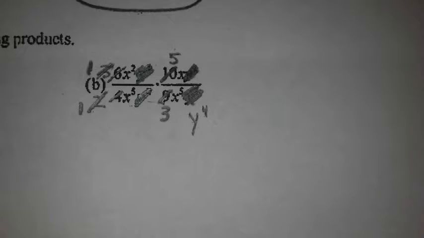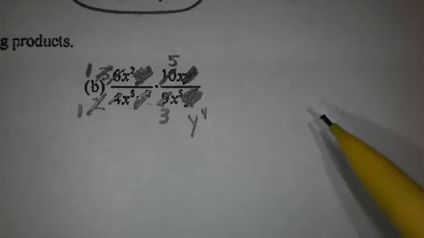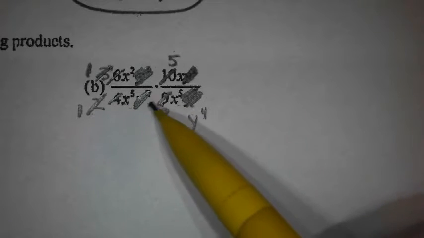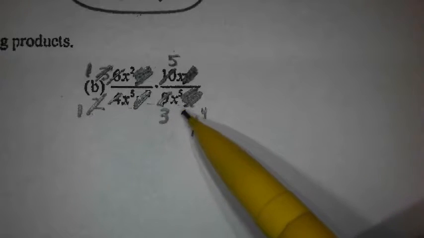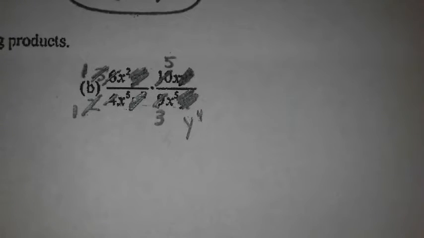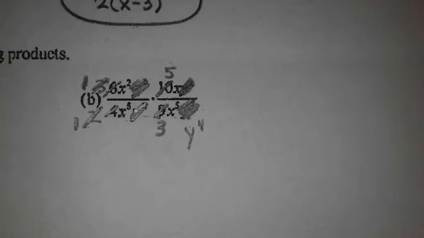Okay, still not done with our x's. Kaylee? The what? They cannot. Someone tell her why they can't cancel. Bo? Both on the denominator. We're looking for something over itself, sort of. Okay? Would someone else tell me? Isaiah?